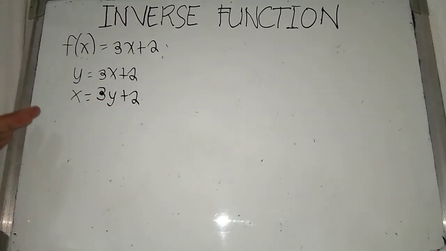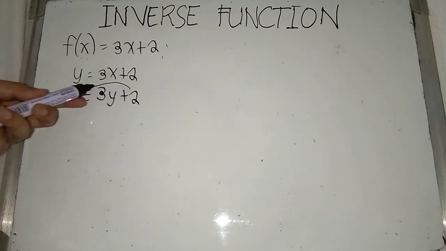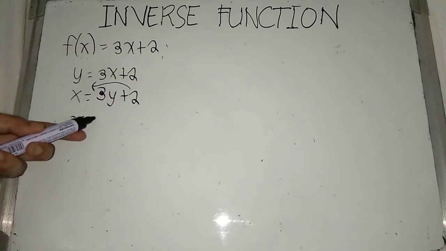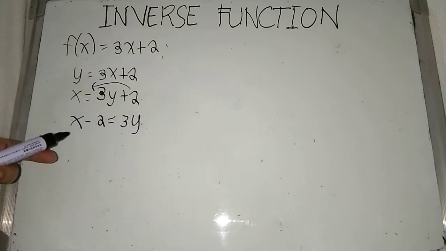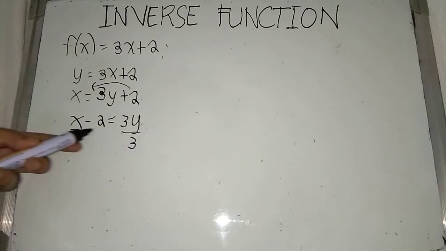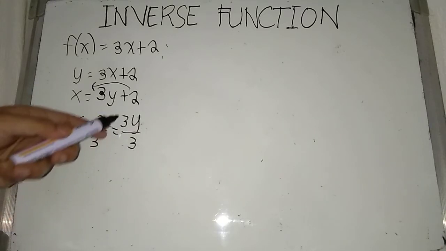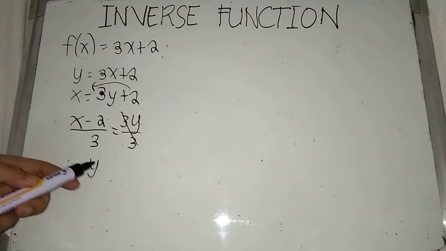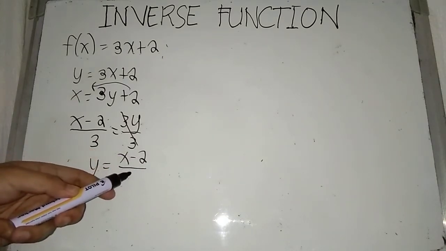Next, we are going to solve for y with respect to x. So we have to transpose to the left. So this will become x minus 2 is equal to 3y. And then if we will try to divide both sides with 3, so this is now cancelled. So y is equal to x minus 2 over 3.